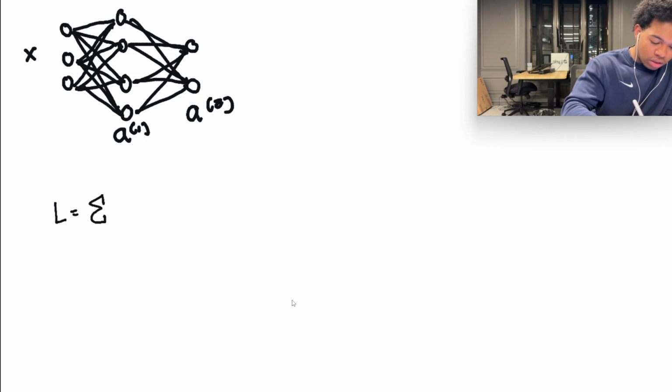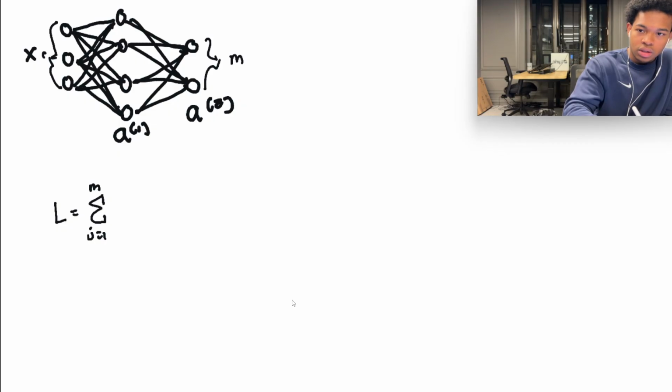equals the summation from J equals 1 to M, because we're going to do this generically. So this is M, and this is D.